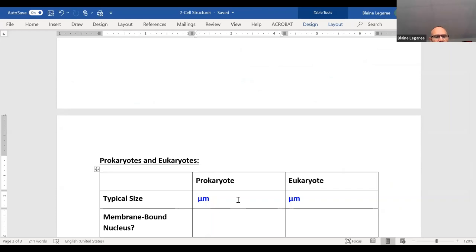So prokaryote, typical size, we're looking at 1 to 10 micrometers. So that's pretty small. That's getting down to really the limits of light microscopy. A light microscope can get down to maybe half a micrometer in terms of its resolution.